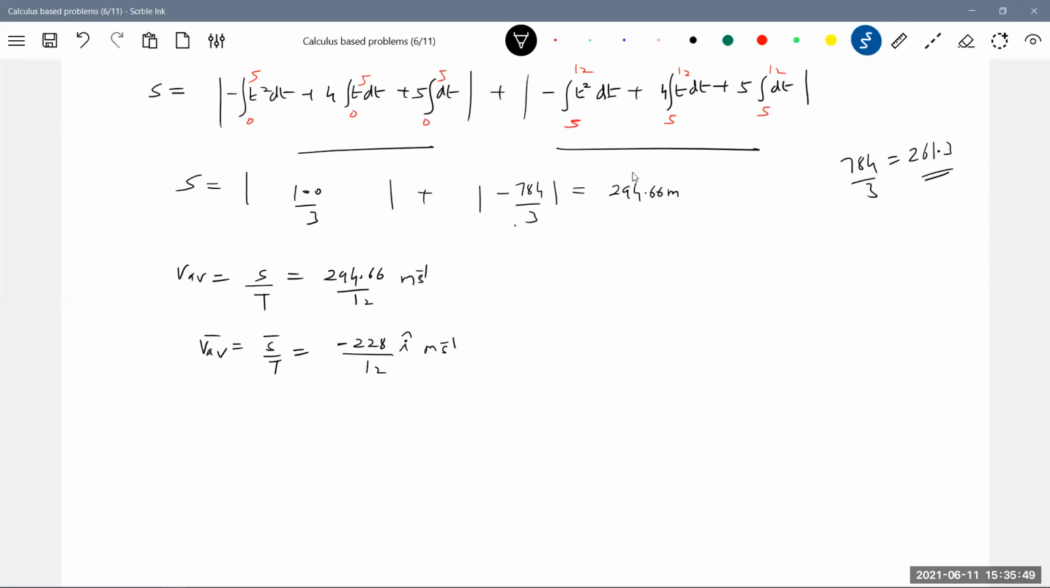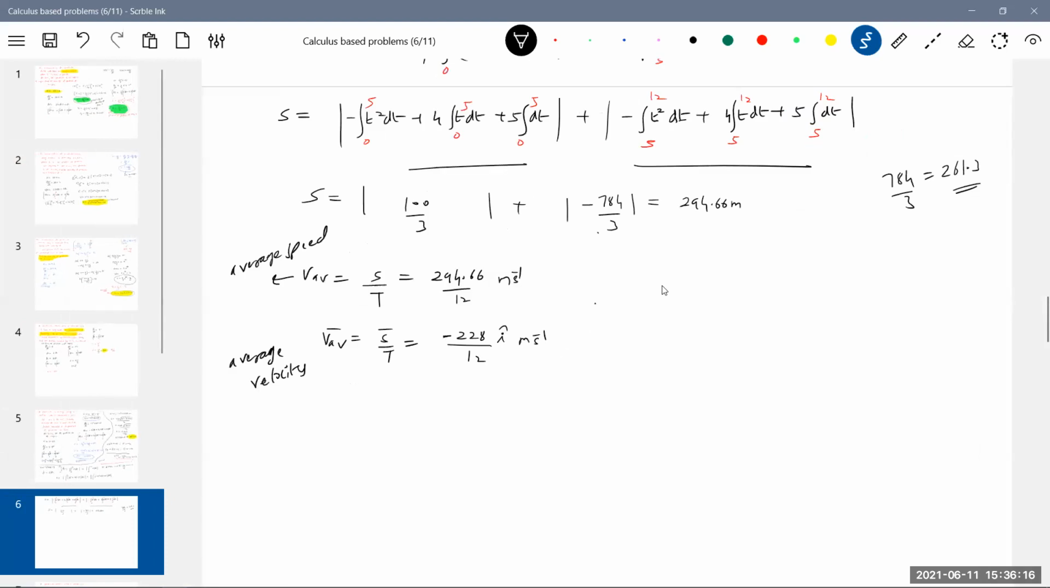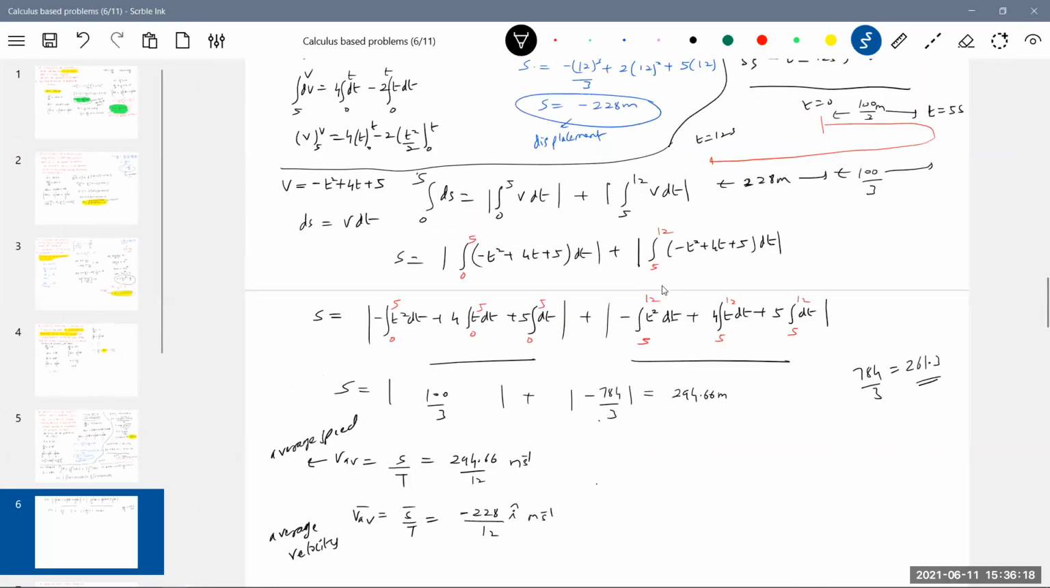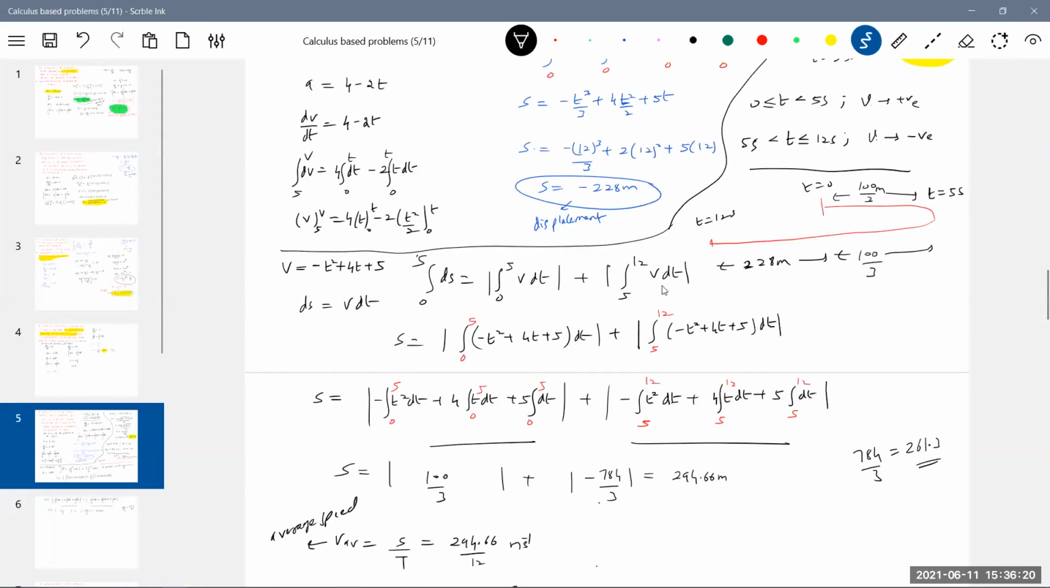Speed should not have a direction. This is the average speed, and this is the average velocity. So finally, if you know acceleration as a function of time, you can calculate the average speed and average velocity, also the distance and displacement. I think we have started. Our equation is a equal to 4 minus 2t. From that, we can find out so many things.